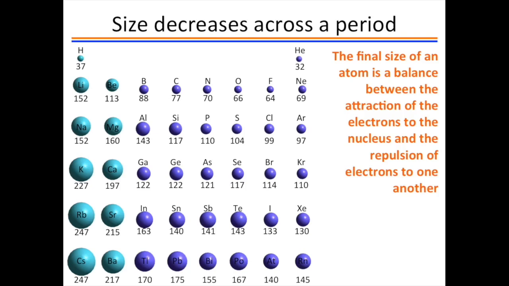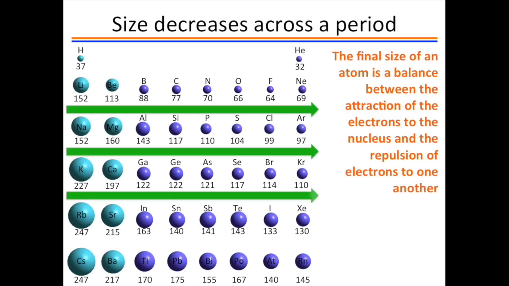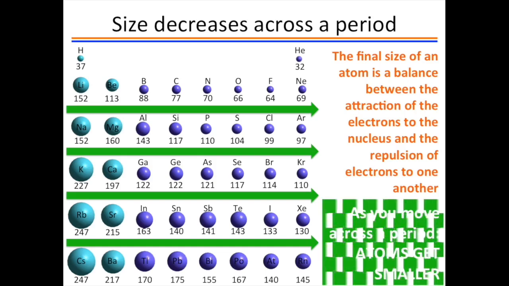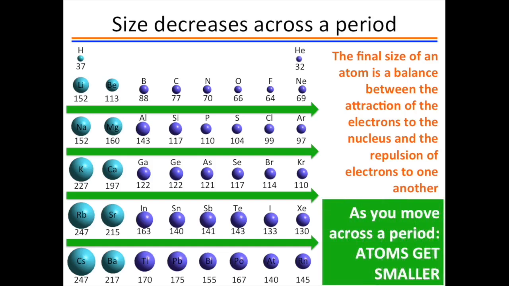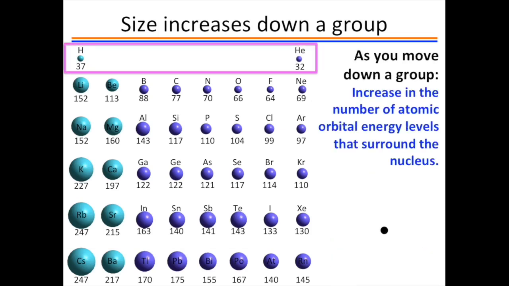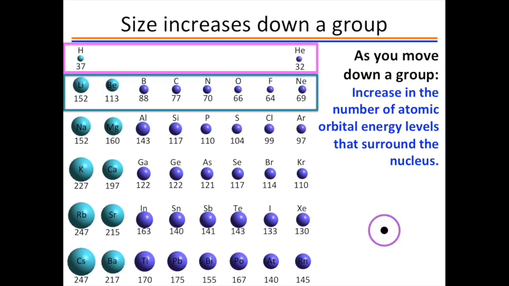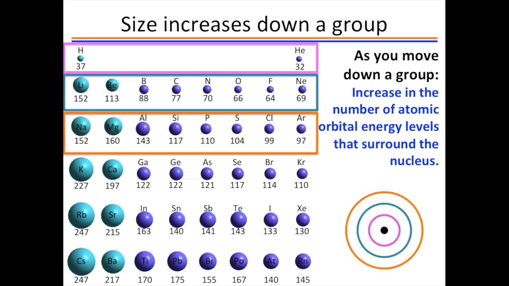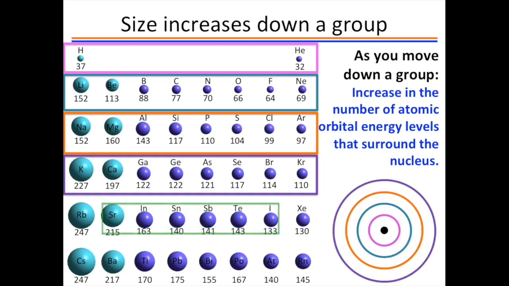Okay, but what happens when we go to a new period? We see the same trend across each period. Atomic size decreases as you move across the period. But as we go down a group, the radius increases, even though the number of protons is also increasing. Why is this? As we go down a group, we increase the number of atomic energy levels that contain the electrons. Each shell is larger than the prior shell, and so the size of the atoms increases.